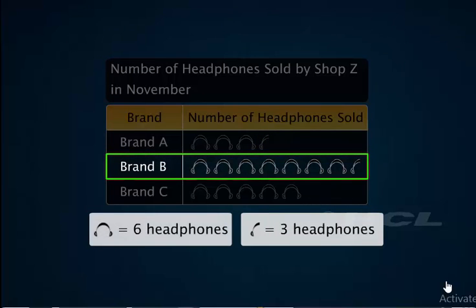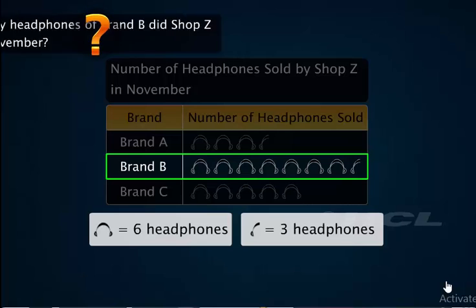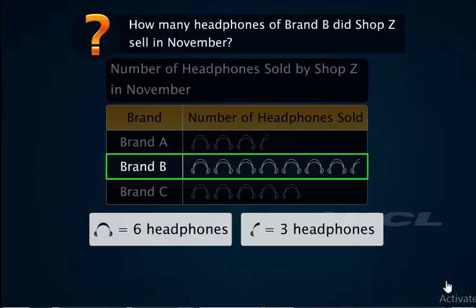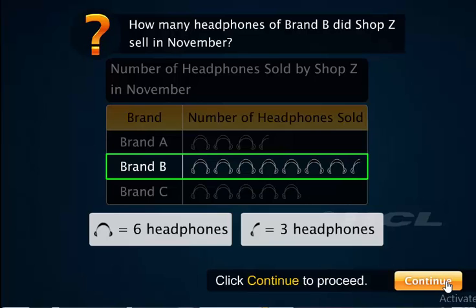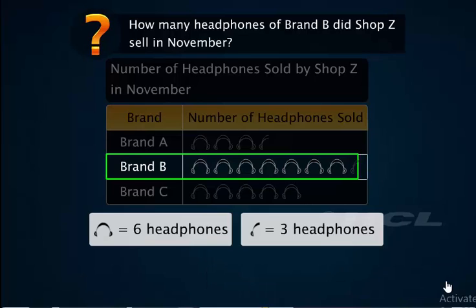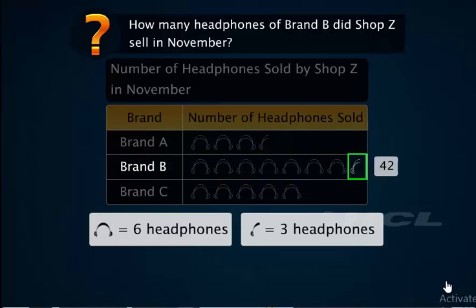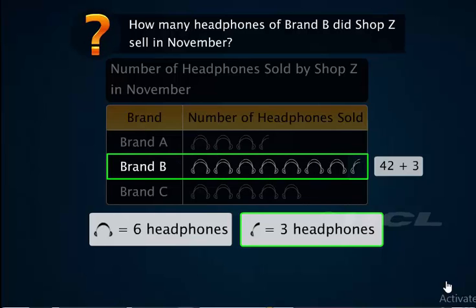Brand B has the highest number of symbols, and so Shop Z sold the most number of Brand B headphones in November. So, how many headphones of Brand B did Shop Z sell in November? Let's first ignore the half symbol. These 7 whole symbols represent 7 times 6, that is 42 headphones. Now, this half symbol represents 3 headphones. So in all, 45 headphones of brand B were sold by shop Z in November.